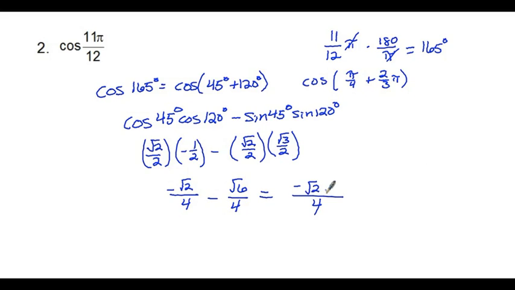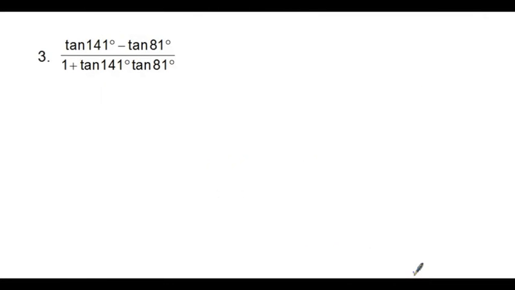Negative root 2 minus square root of 6. Okay? And that would be the exact answer for the cosine of 11 pi over 12, instead of plugging it into a calculator and getting a decimal answer. Now example number 3 looks a little bit different.